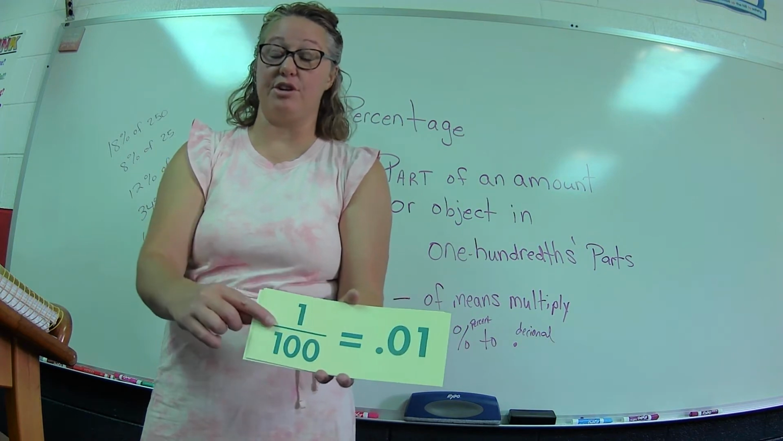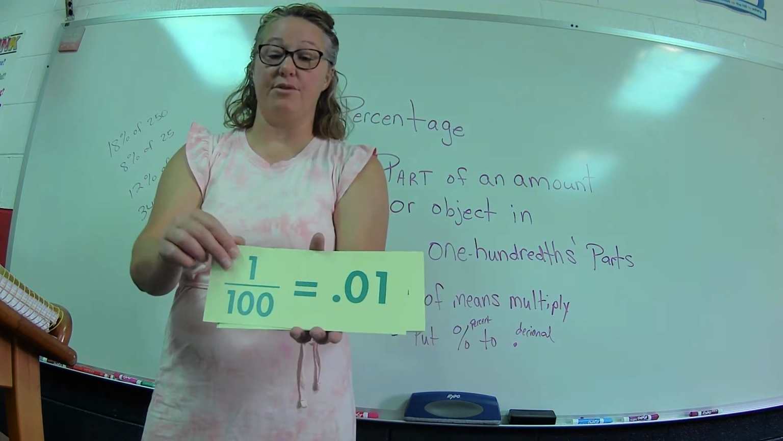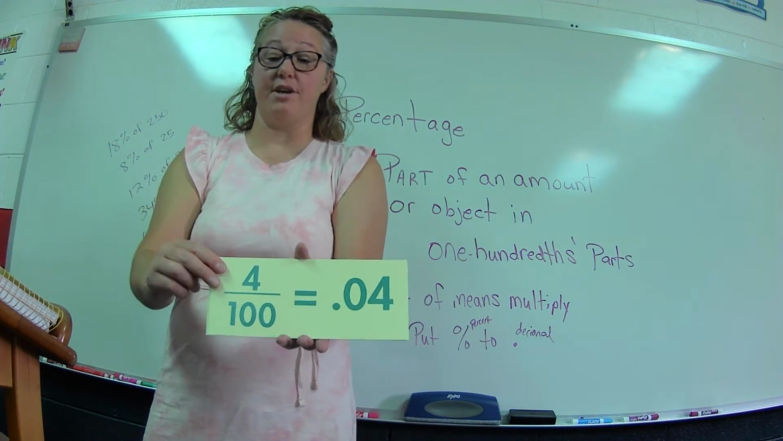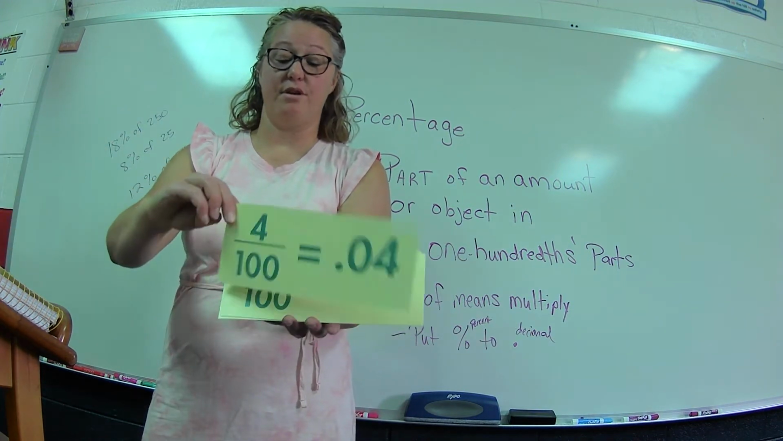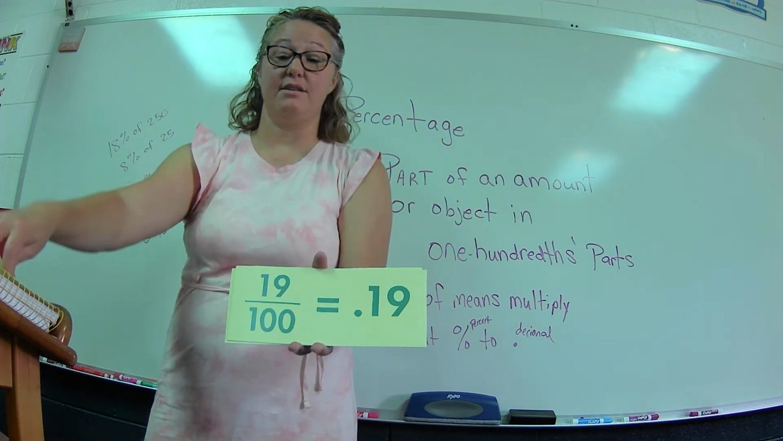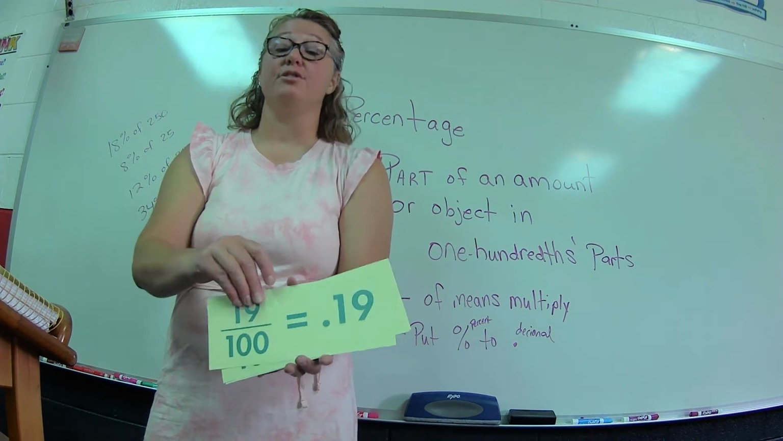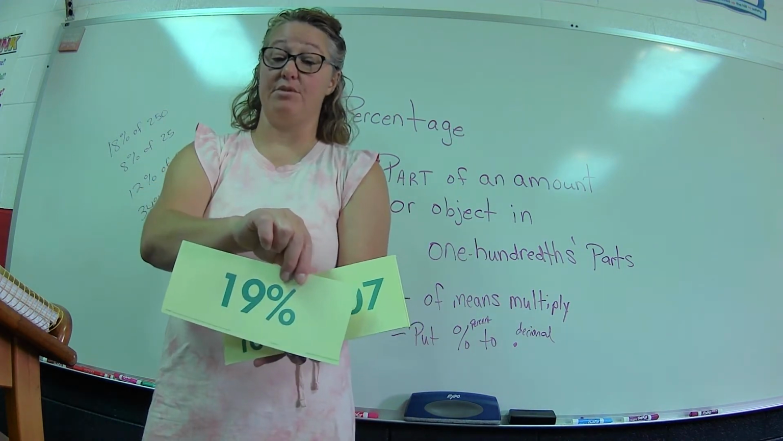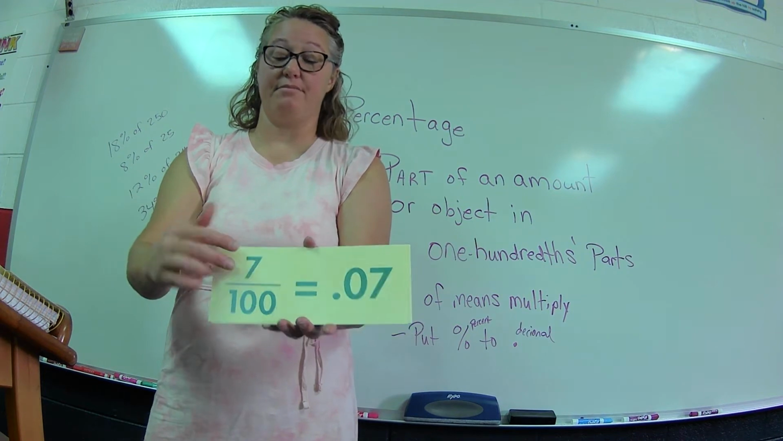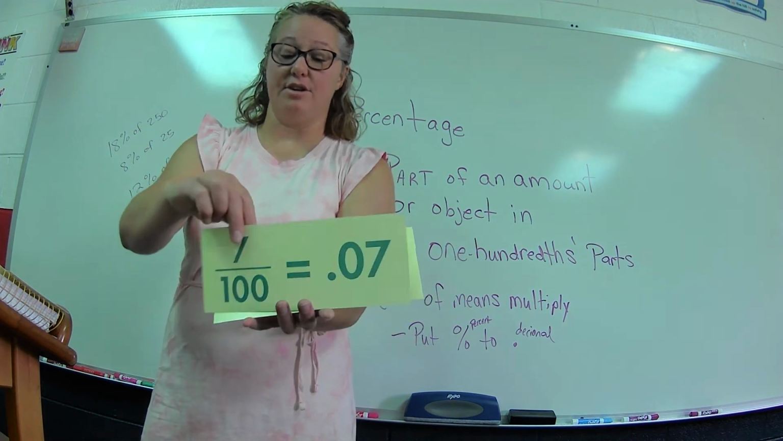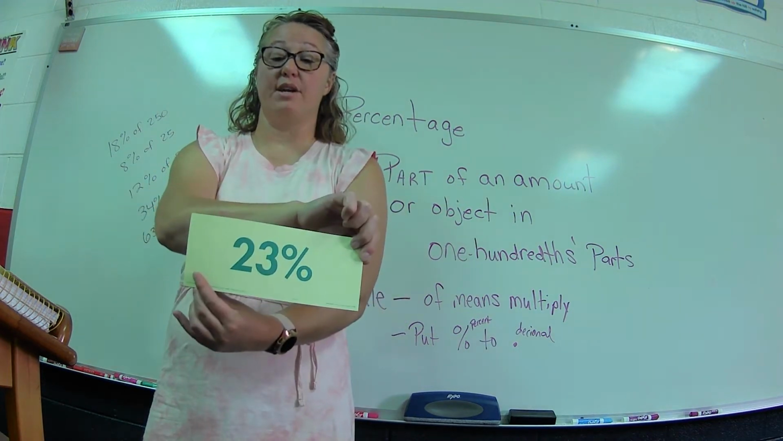All right, we have 1/100ths written in a decimal is 0.01. Remember, a decimal is just another way to write a fraction. So 1/100ths, 0.01 is 1%. You have 4/100ths, 0.04, which is 4%. 19/100ths, written in decimal, is 0.19. So written in percent, 19%. 7/100ths, 0.07. Notice the 7 is in the hundredths place. And so then we have 7%. And we have 23/100ths, which equals 0.23 or 23%.